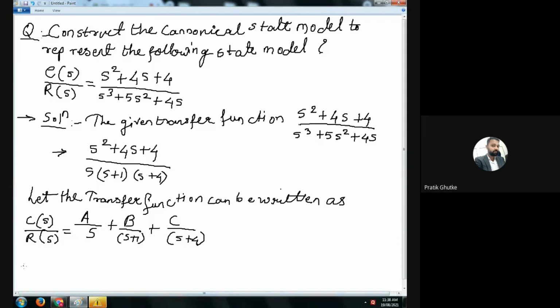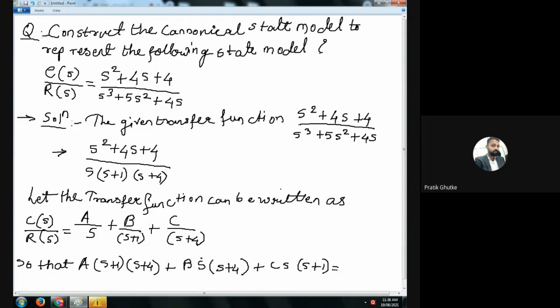See, I am rewriting the equation. A(S plus 1)(S plus 4) plus B S (S plus 4) plus C S (S plus 1) equals S square plus 4S plus 4. So I have now to calculate A, B and C.